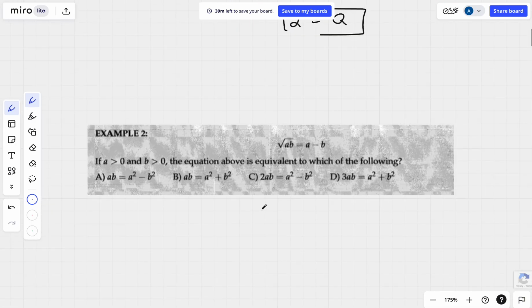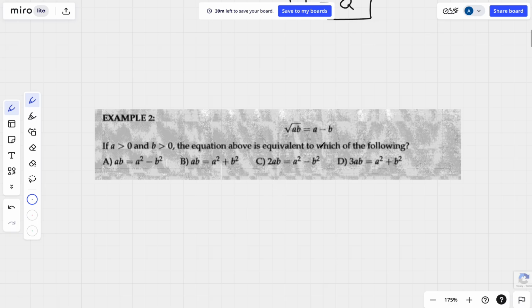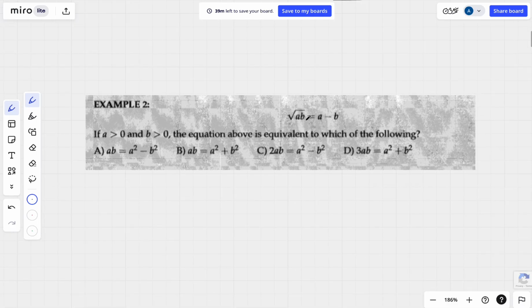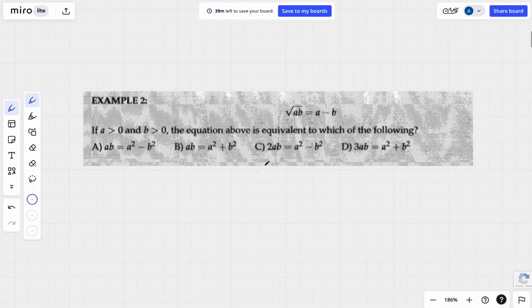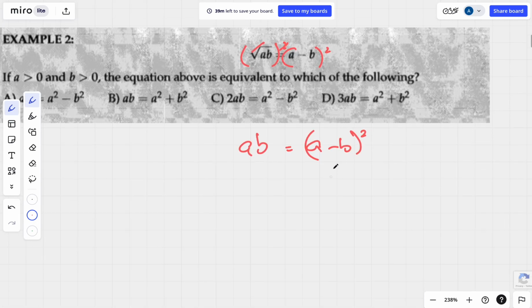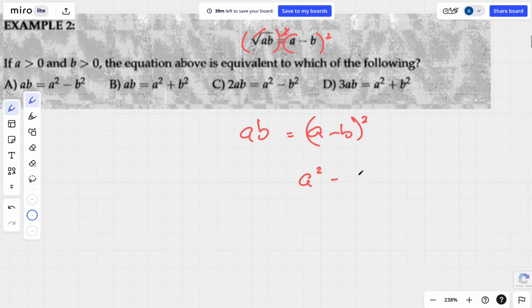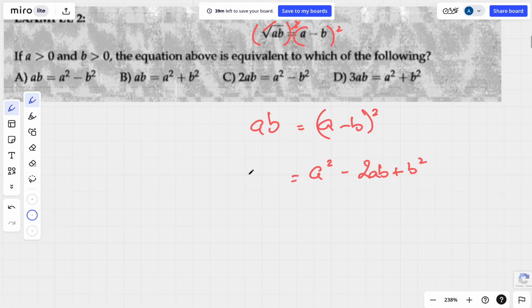Example 2, we have this expression. We need to see which one is equivalent to this. So we'll have to square both sides to get rid of the root. So we square this side and we square this side. If you square the left side, we'll get ab, because this cancels with this, is equal to a minus b squared. And then we'll have to expand this side. We get a squared minus 2ab plus b squared is equal to ab.